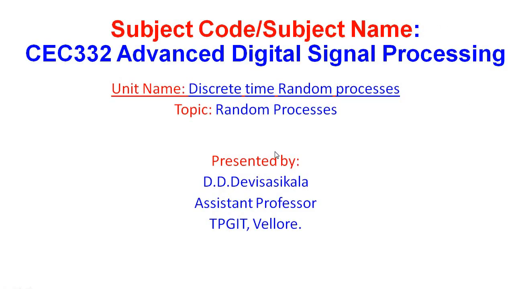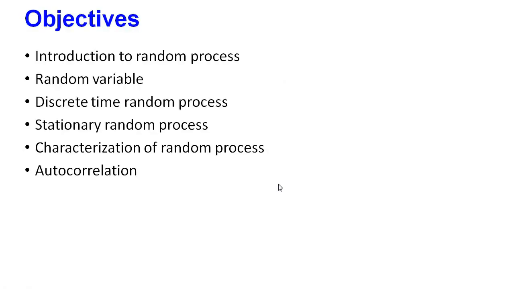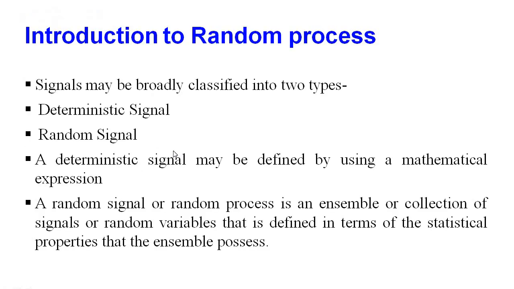Subject code, subject name: CEC 332 Advanced Digital Signal Processing. Unit name: Discrete Time Random Processes. Topic: Random Processes. Presented by Devi Sasikala. Objectives: Introduction to Random Process, Random Variable, Discrete Time Random Process, Stationary Random Process, Characterization of Random Process, Autocorrelation.